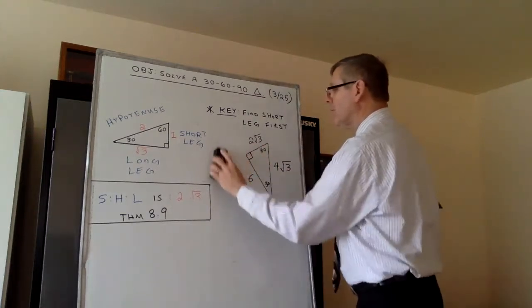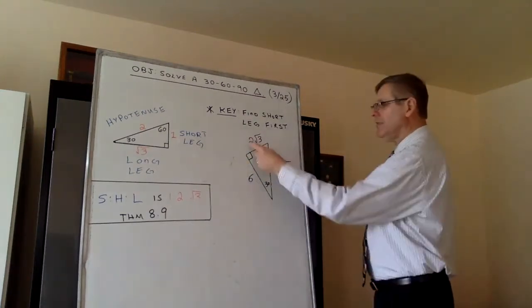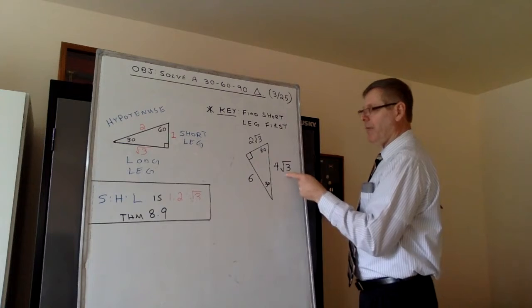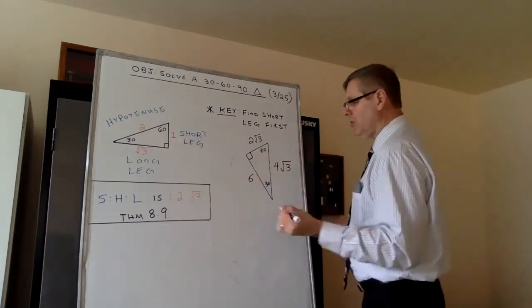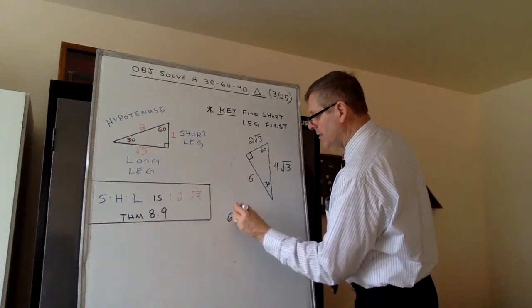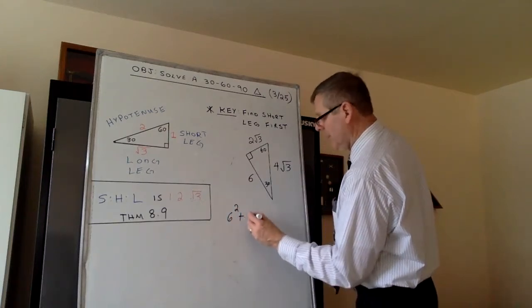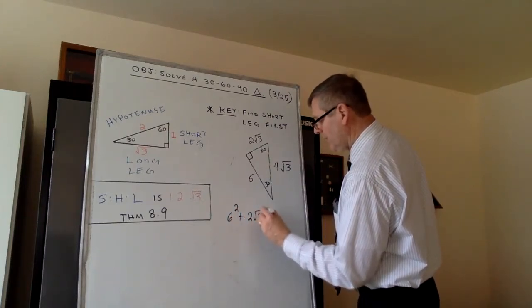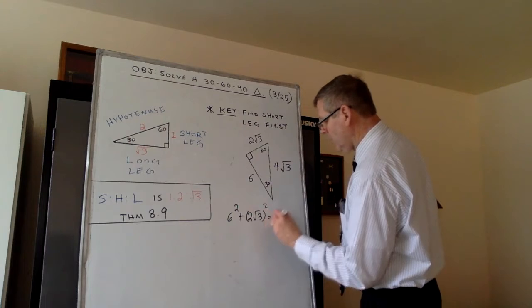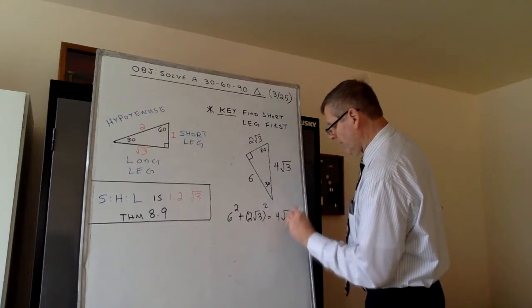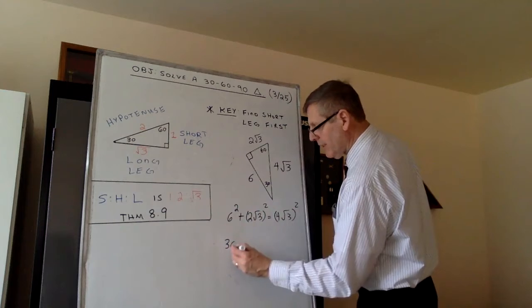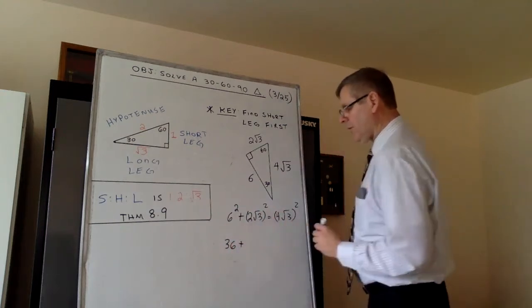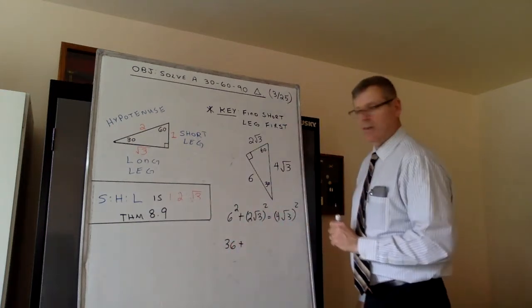Let's check our work real quick. If this is in fact true, this is my hypotenuse. I know that a squared plus b squared is c squared. Let's just check to make sure that's true. Is 6 squared plus 2 radical 3 squared equal to 4 radical 3 squared? Well, I know 6 squared is 36. What is 2 radical 3 times 2 radical 3?